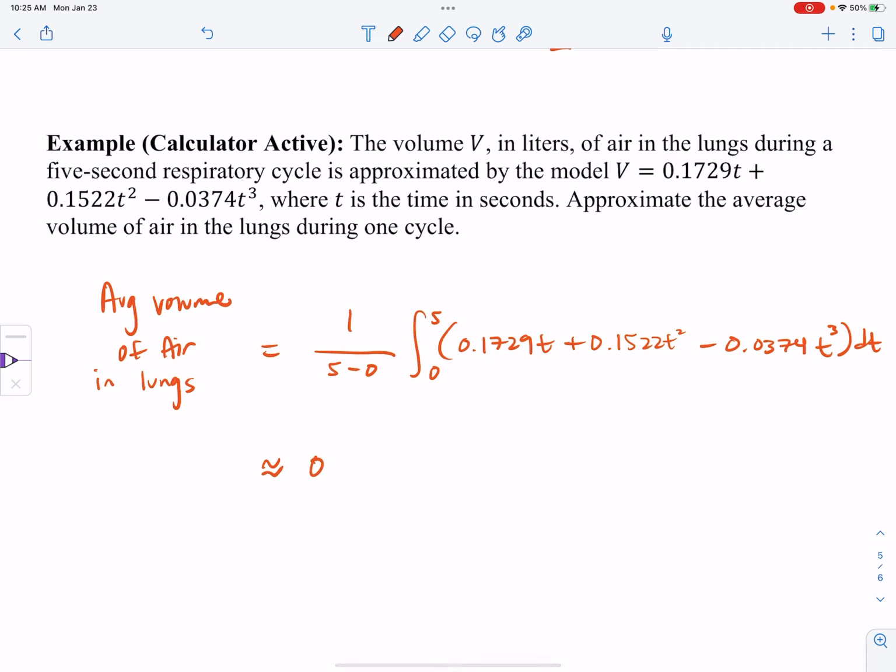Okay, and I get approximately 0.532, and this will be liters because it's the average volume of air in the lungs. Volume is in liters.